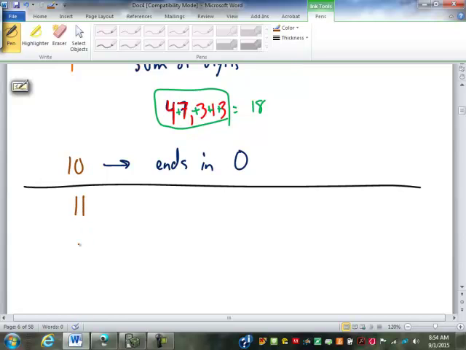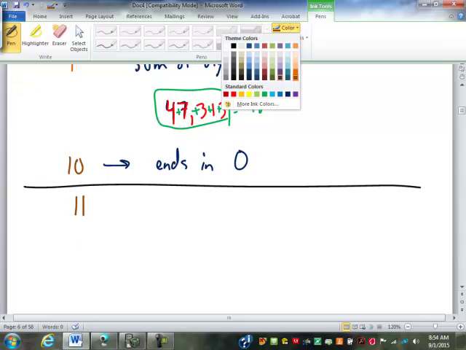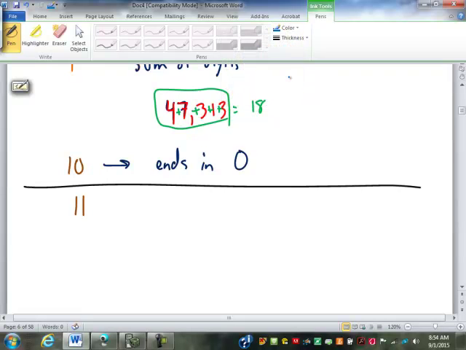11 has a divisibility rule. 13 has one. 17, I think, is just like 7. It doesn't have one. The problem is as we get larger, the divisibility rules get more and more complicated. So we're only going to really worry up to 10. But let's look at what happens after 10, with 11. How do we tell if a number is divisible by 11?